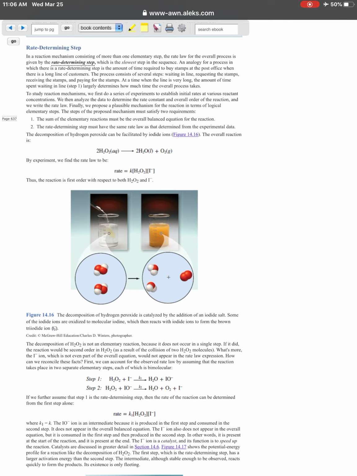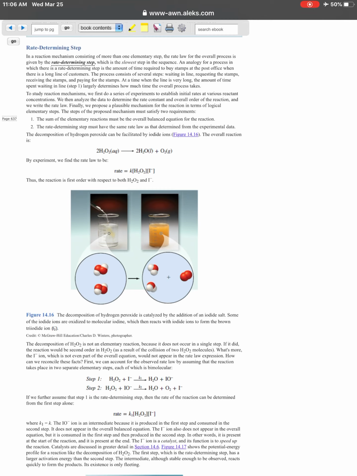The I⁻ ion, called iodide, does not appear in the overall equation, but it is consumed in the first step and then produced in the second step. In other words, it is present at the start of the reaction and it is present at the end. The iodide ion is a catalyst, and its function is to speed up the reaction. Catalysts are discussed in greater detail in section 14.6.